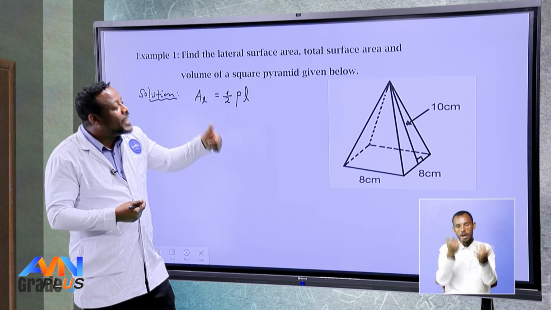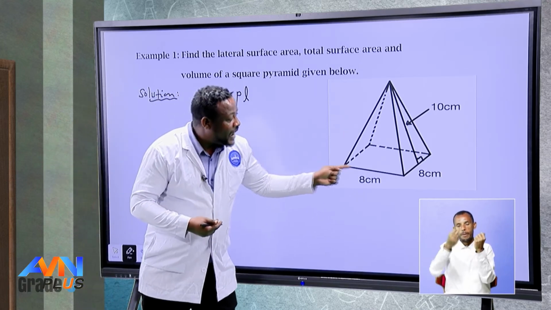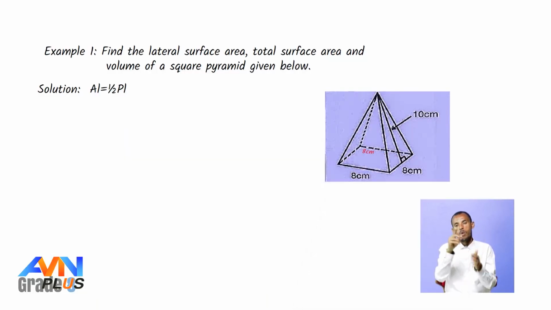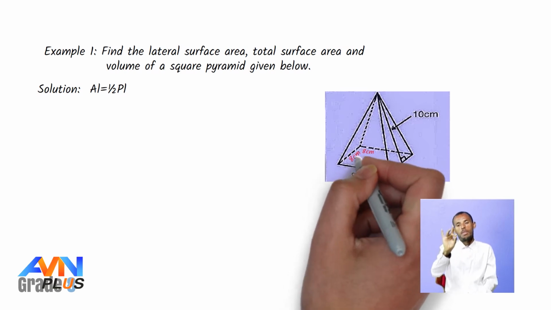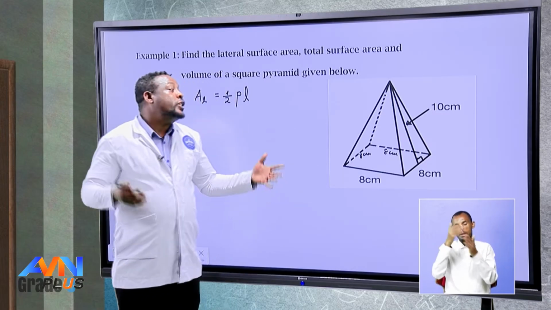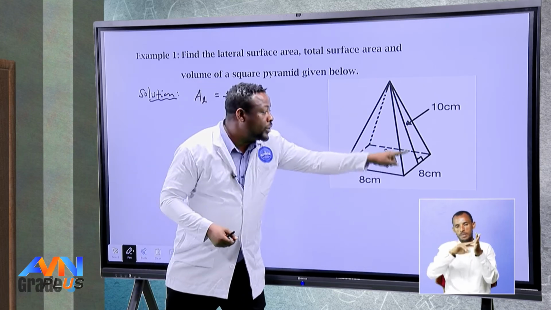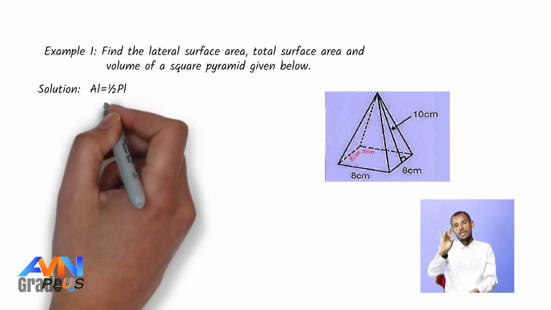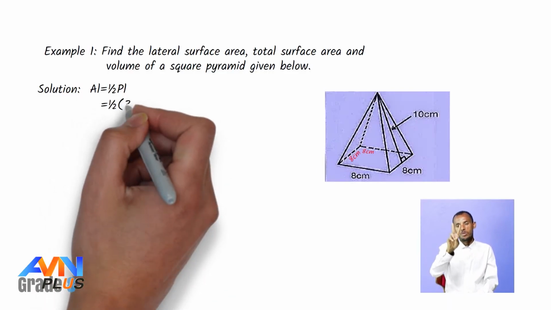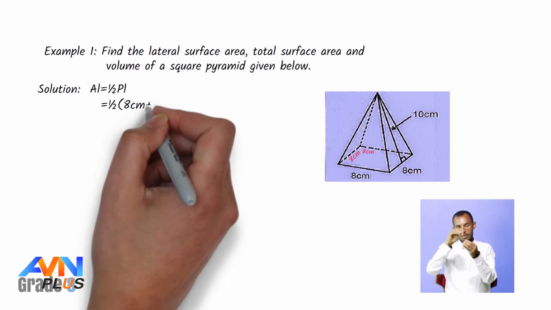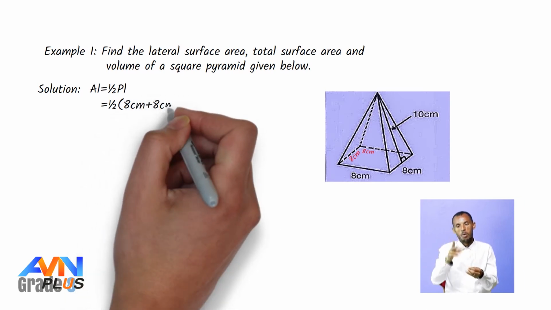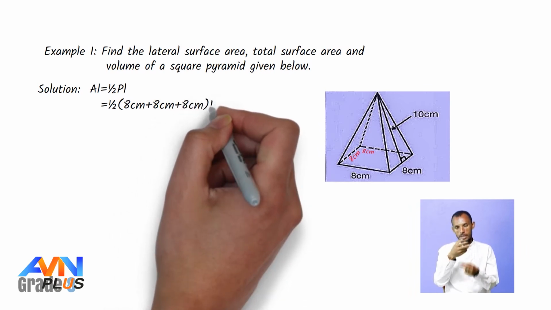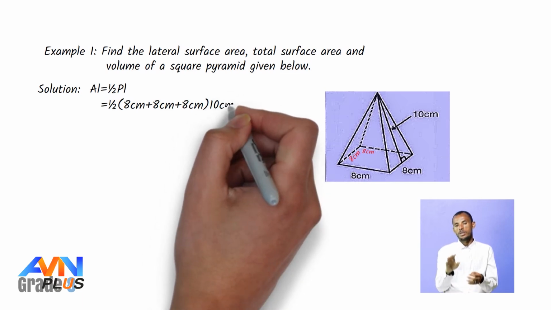Now, what is the perimeter of the base? This is a square base. If this is 8, this is also 8 centimeter, because in a square all sides are the same. So the perimeter of the base means the sum of all these sides: half of 8 centimeter plus 8 centimeter plus 8 centimeter plus 8 centimeter, or you can make it 8 times 4, times the slant height, which is 10 centimeter.